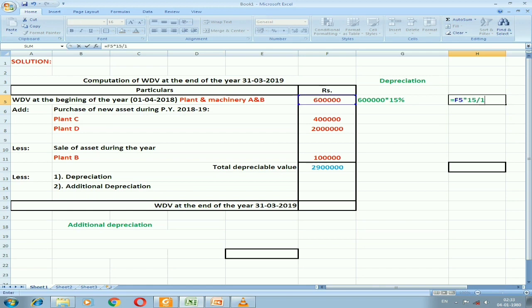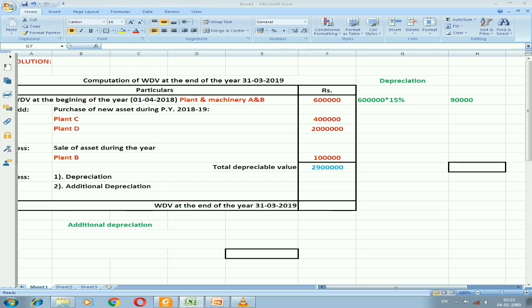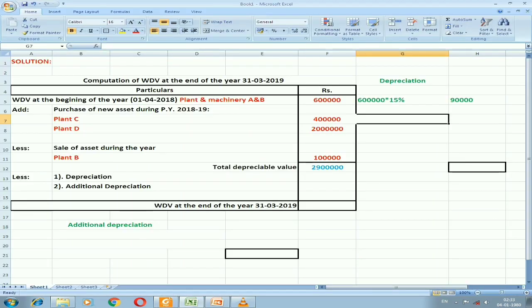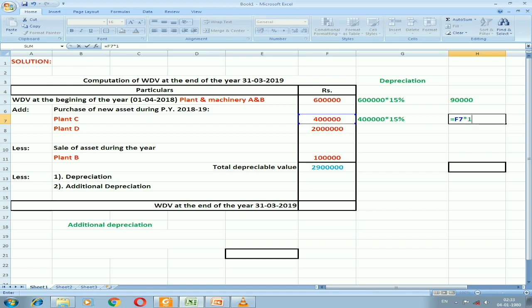Then I need to calculate depreciation for newly purchased assets in the previous year. We have new purchases, that is plant C and plant D. For calculating depreciation for plant C and plant D, we need to check the date of that particular asset. So in the problem, plant C date is 15th April 2018. So for that there is no necessity to see whether it is used for less than 180 days or more than 180 days. Obviously it is used more than 180 days. That is the reason I'm taking 4 into 15%, you'll get 60,000.